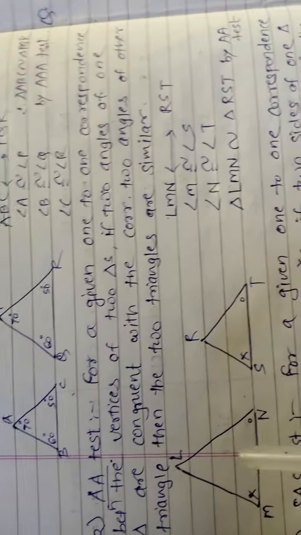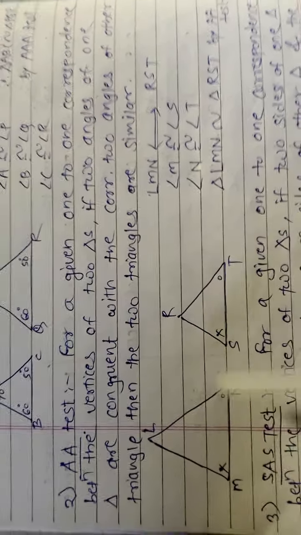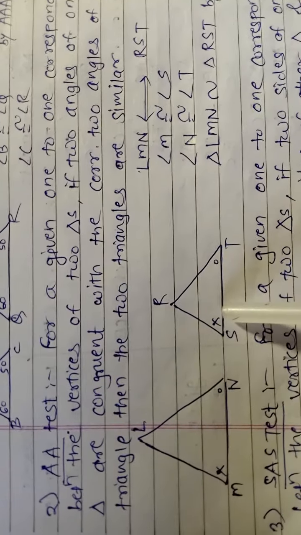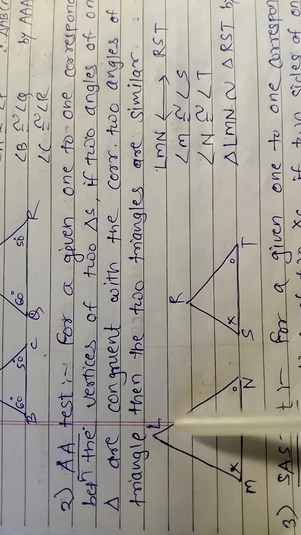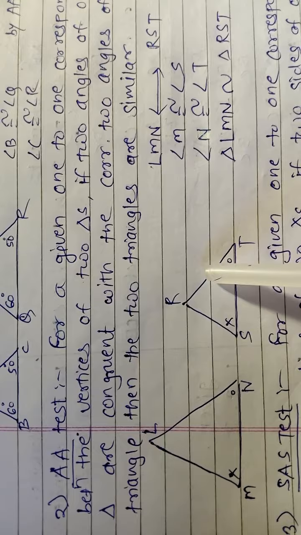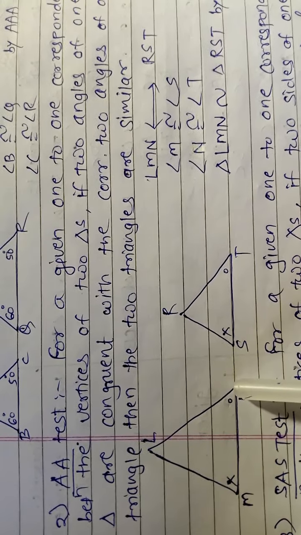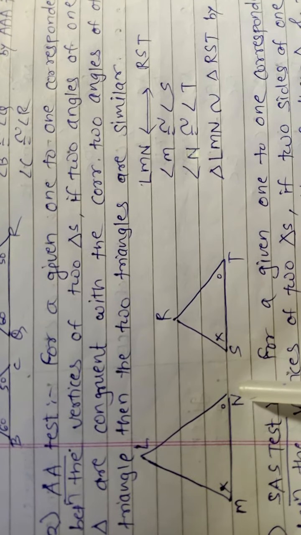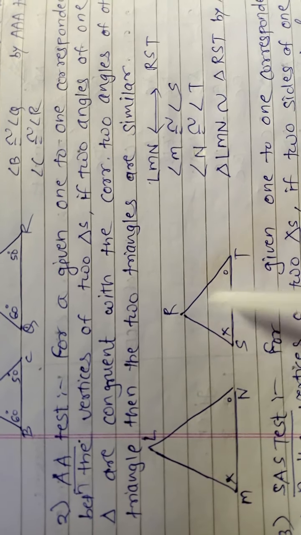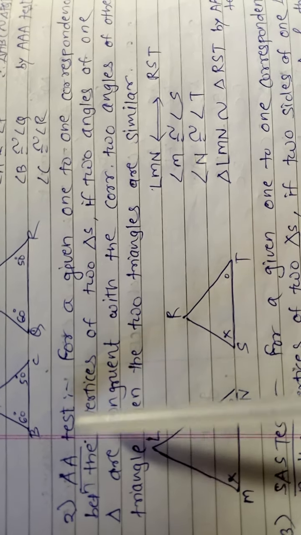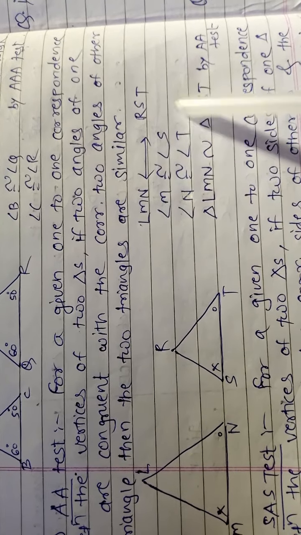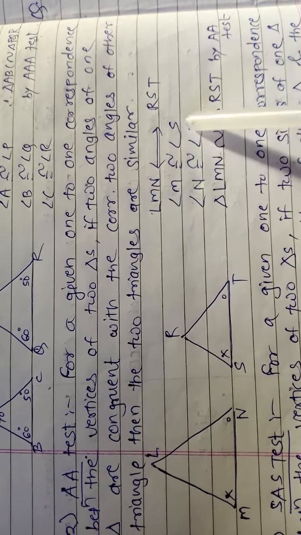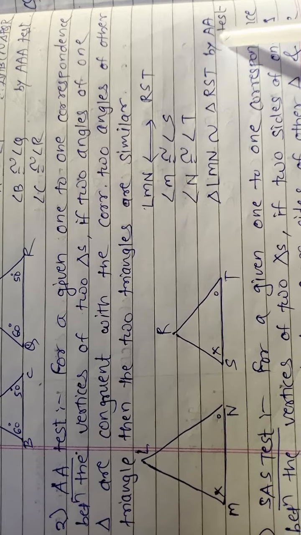Here see, in these two triangles, angle M is congruent with angle S and angle N is congruent with angle T, and the remaining angles are ultimately also congruent. So it is very easy to prove that the two triangles are similar by AA test. For the given one-to-one correspondence, we can show these two angles are congruent, so the two triangles are similar by AA test.